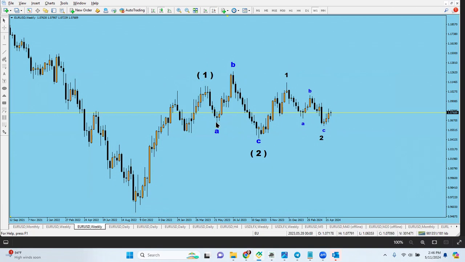So wave 1, then A, you see this B goes above wave 1, and then C came down below wave A. So that's a flat correction, followed by wave 1, and then it's a zigzag correction. We will learn about that later. So wave 2, followed by wave 3, 4, 5 to the upside. So this is big wave 1, this is big wave 2, and big wave 3 needs to be coming to the upside. That's theory.